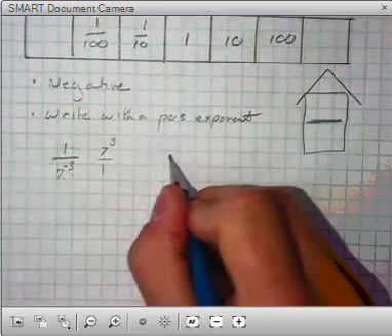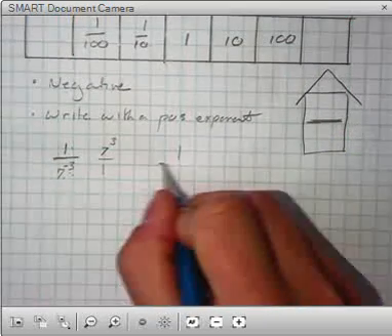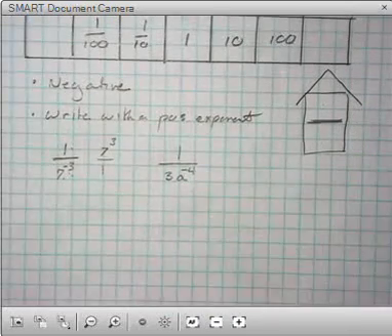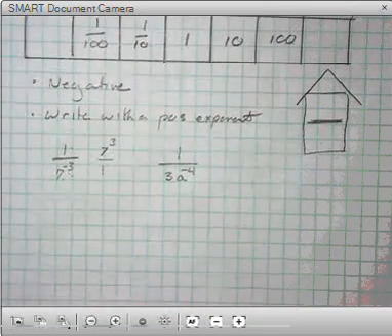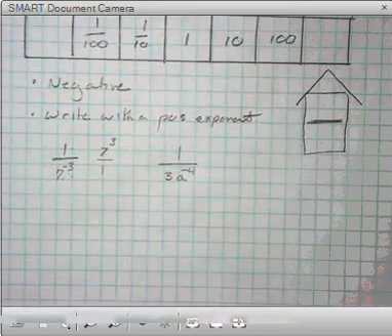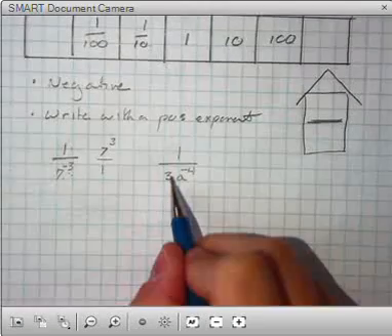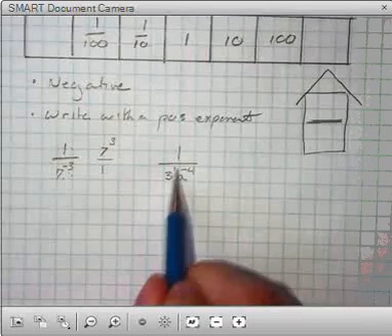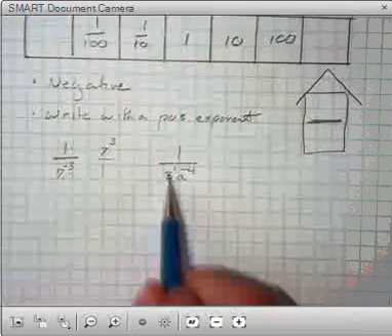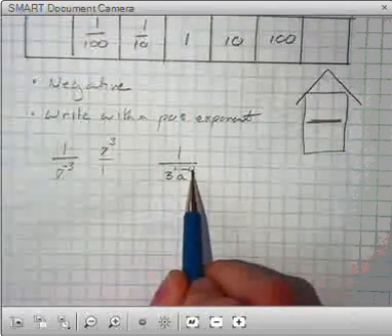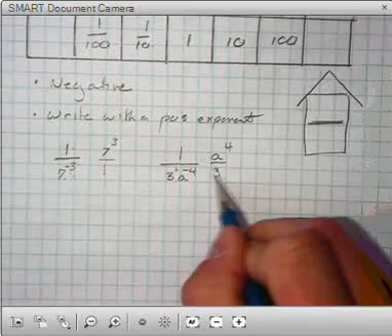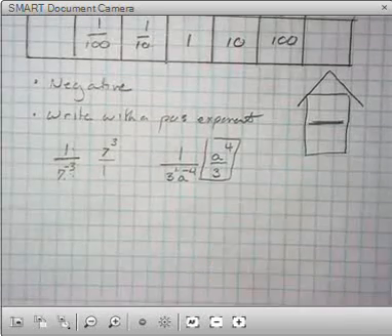Let's say you've got a number like this. Let's say you've got 1 over 3a to the negative 4. A to the negative 4. The 3 has an exponent of 1. It's positive. It's happy being downstairs. The a is not happy. The a is negative. So the a needs to go upstairs to be happy. The 3 is going to stay downstairs. And there's your answer.